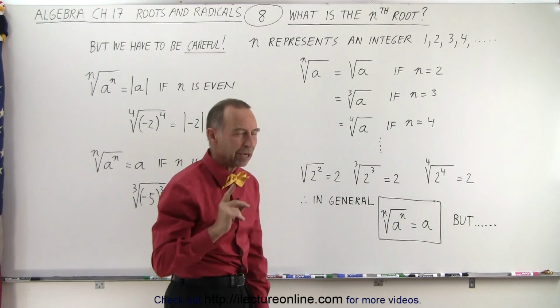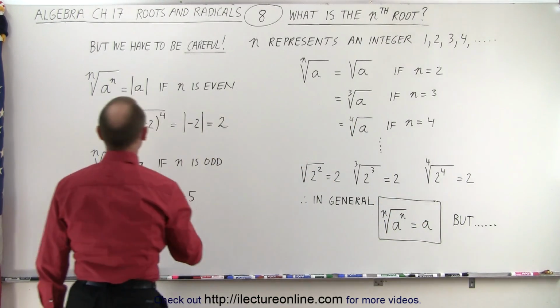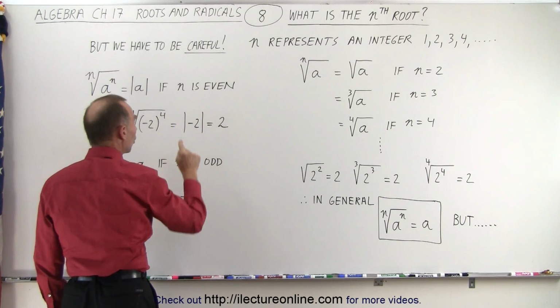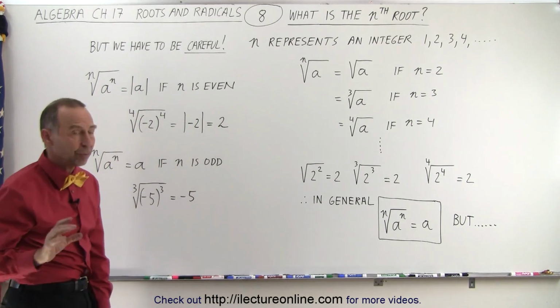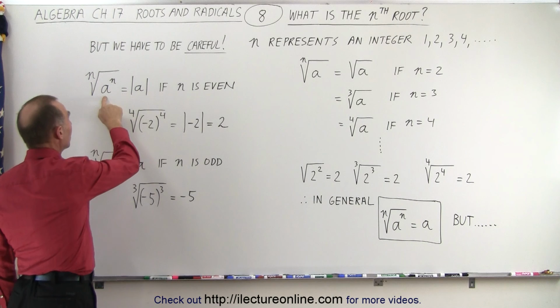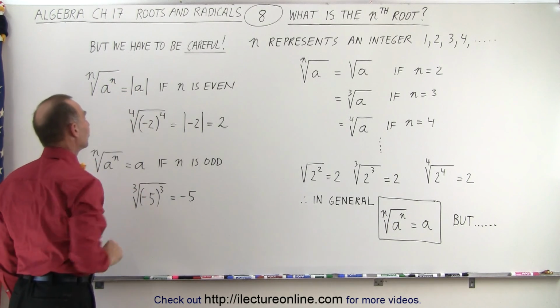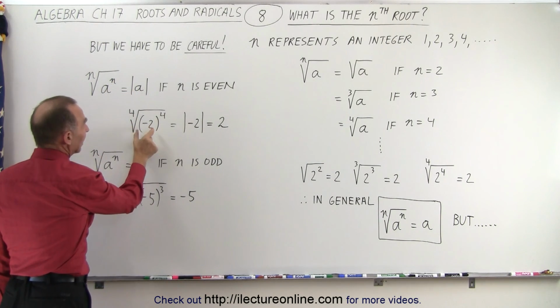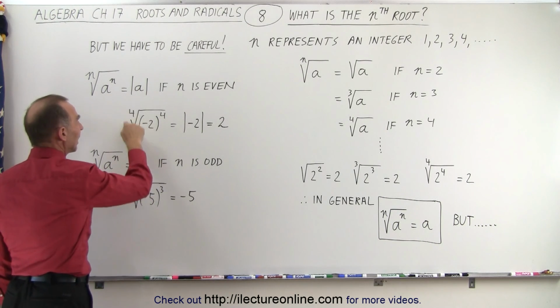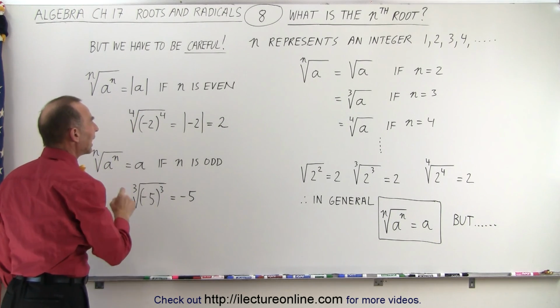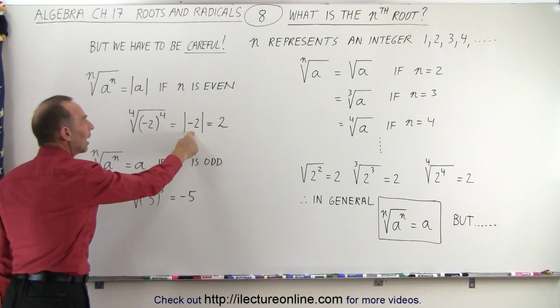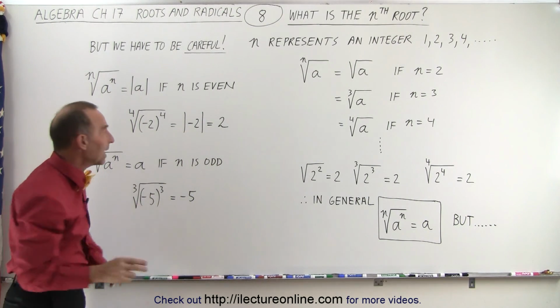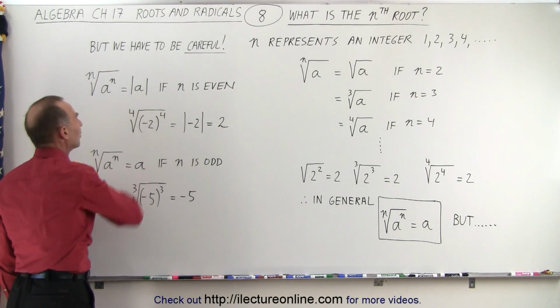But we do need to be careful. Notice that there's a difference when n is even or when n is odd, especially when the number that we raise to the n power is a negative number. For example, if we take the fourth root of the quantity -2 raised to the fourth power, we get a positive result, not a negative result. In other words, we have to take the absolute value of that number.